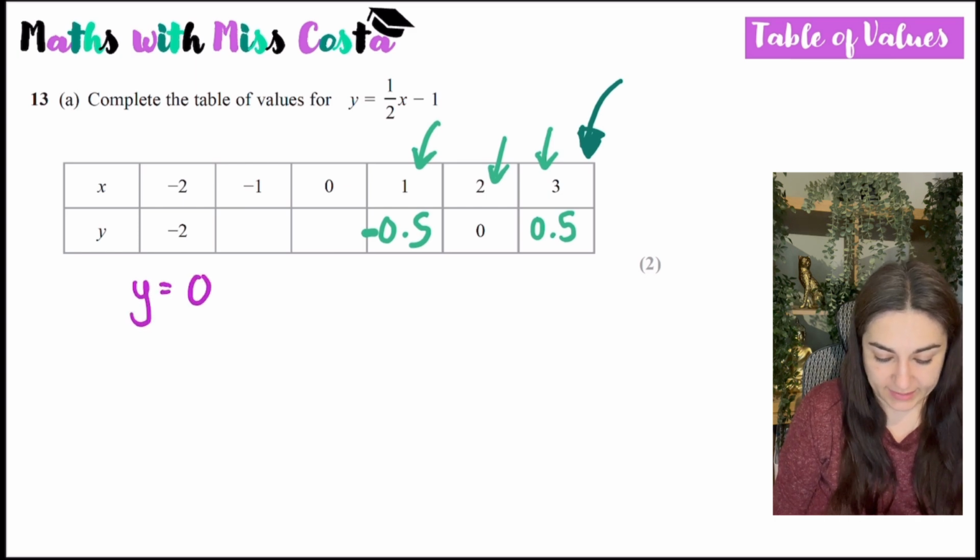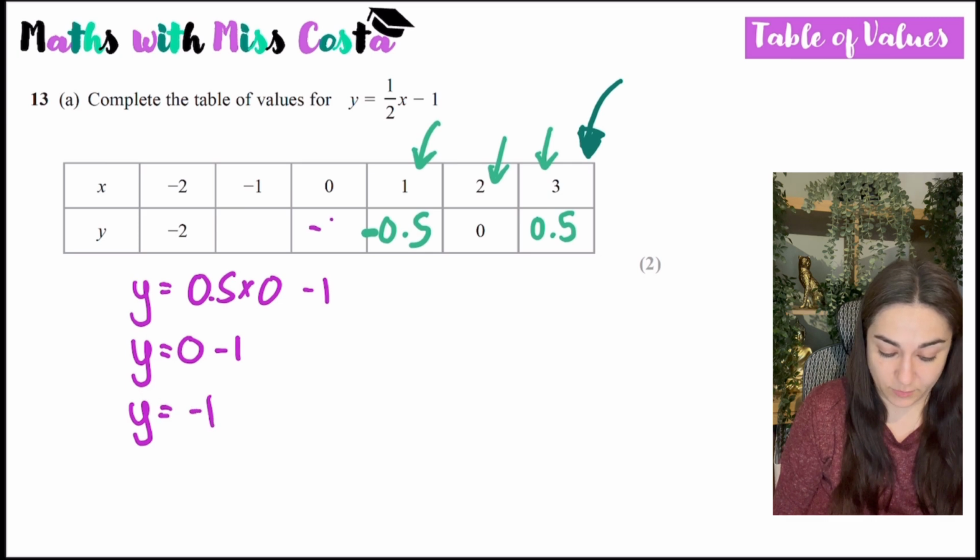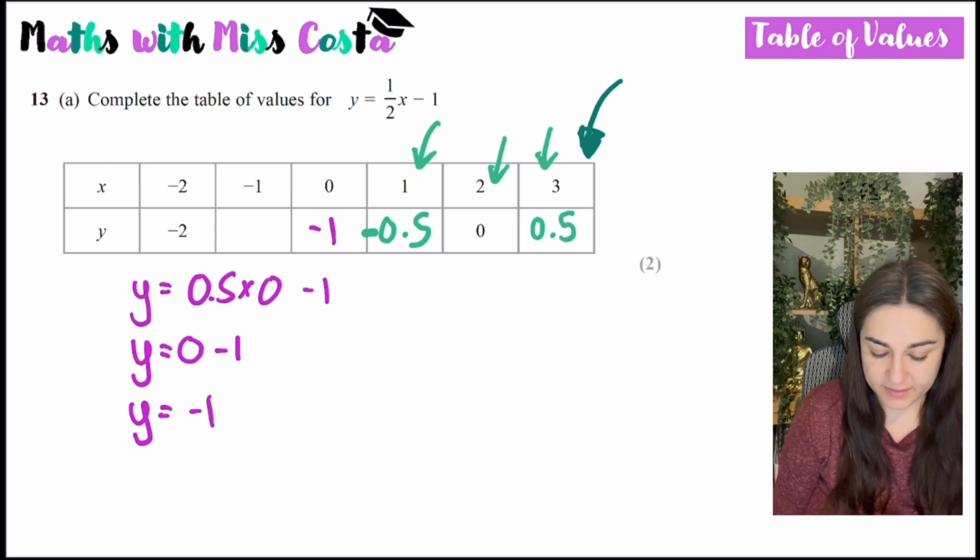So y is 0.5 times by 0, and then I take 1. So 0 times by anything is 0, and 0 take 1 is minus 1. And the last one, you've got negative 1.